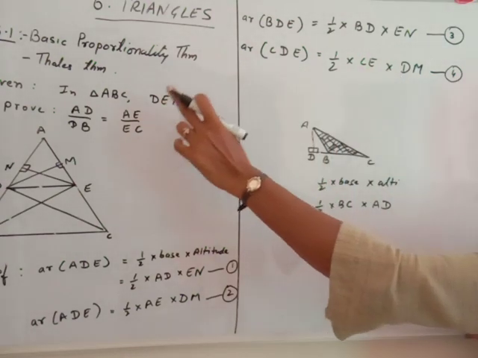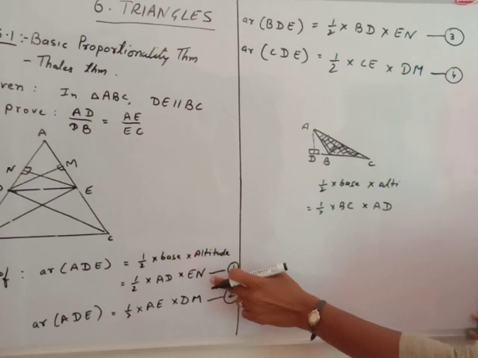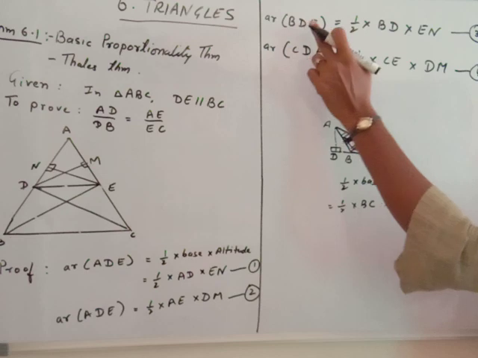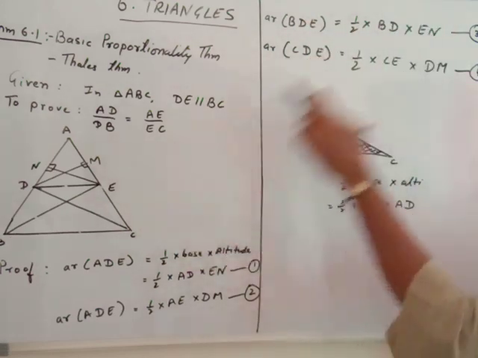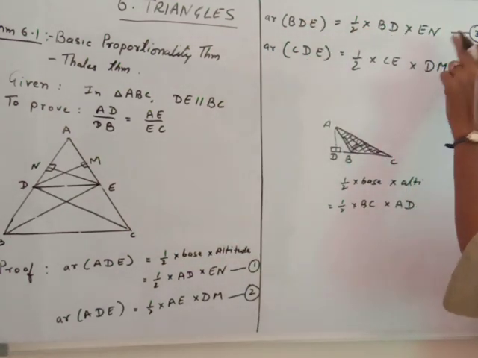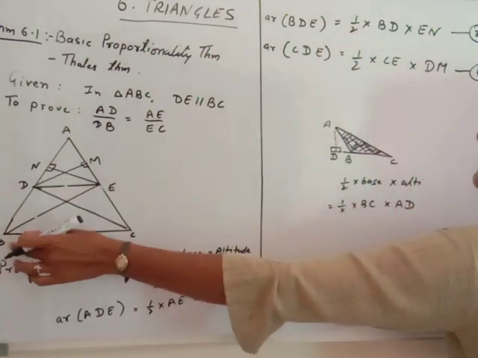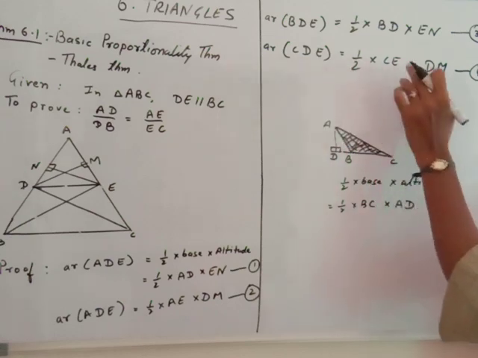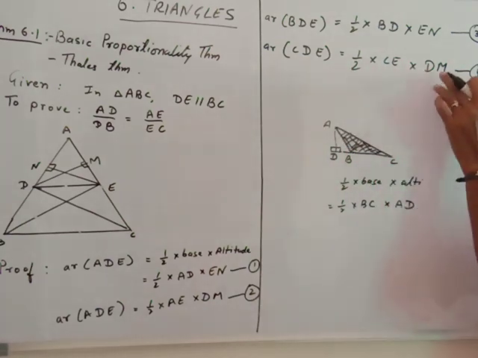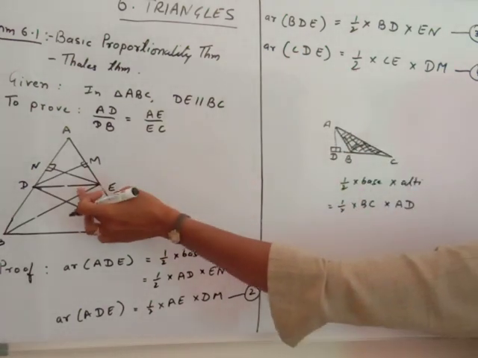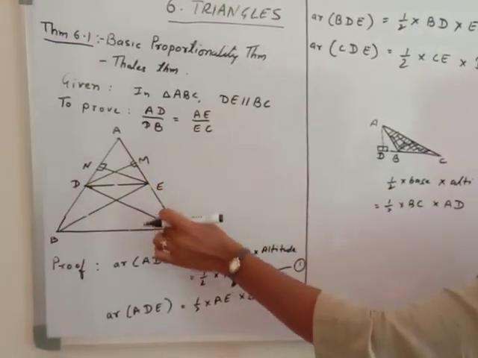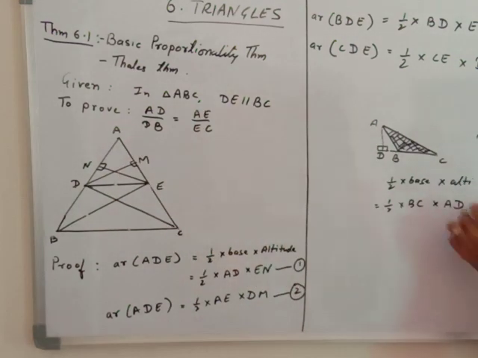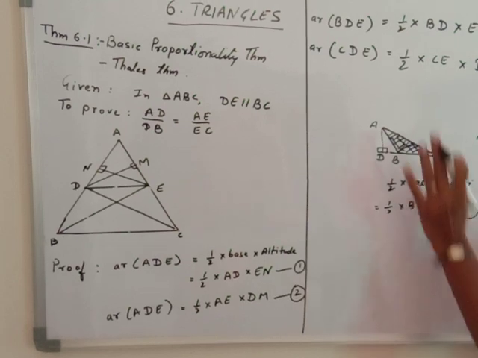First, I will find the area of ADE using the first altitude. Again, the area of ADE using the second altitude. Then the area of triangle BDE, which is half into base into altitude. Here the altitude is outside. The base is BD, but the altitude is NE. Okay, same for CDE, half into base into altitude. Here in this triangle also, the altitude is outside. CDE is this triangle, while the altitude is outside. It depends on this concept. Okay, now we will make the arrangement.